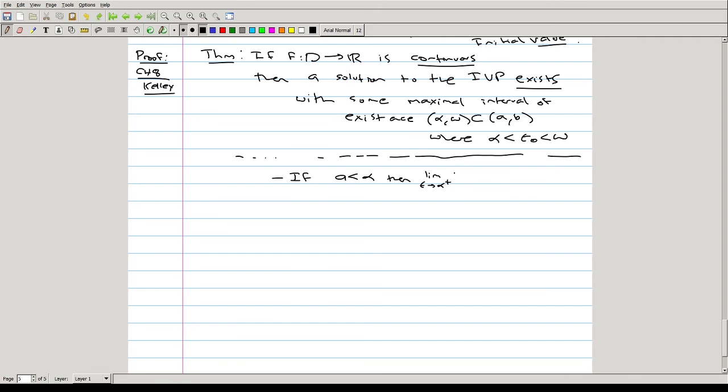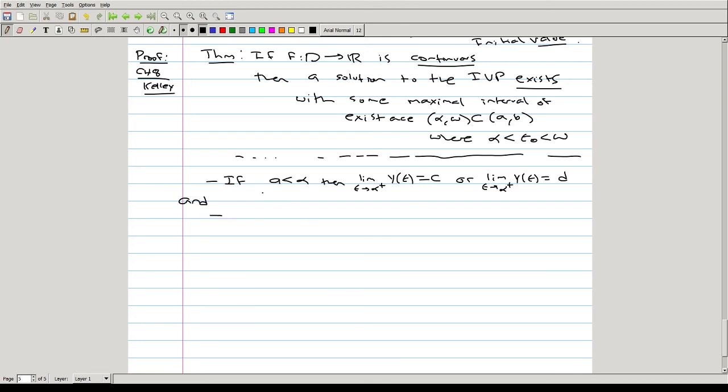The limit of our solution has to be equal to C, our upper boundary for y, or the limit as t goes to alpha from the right of our solution has to equal d.